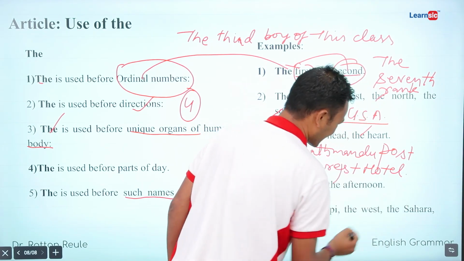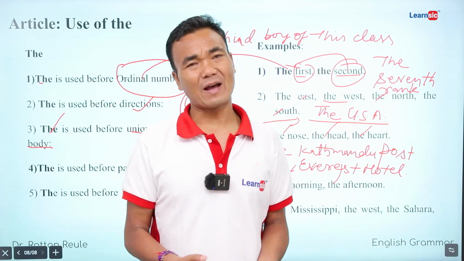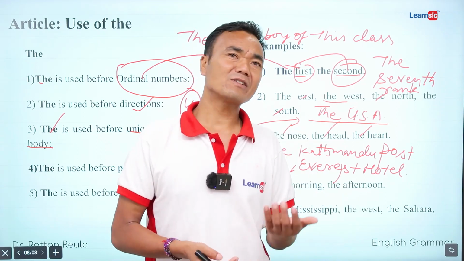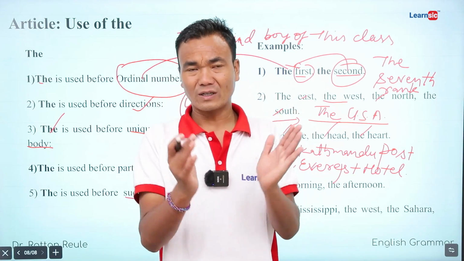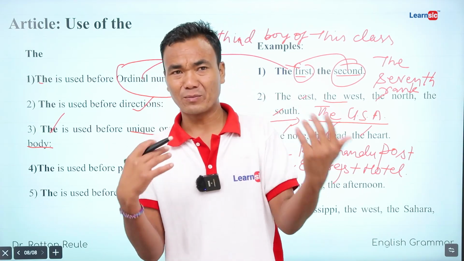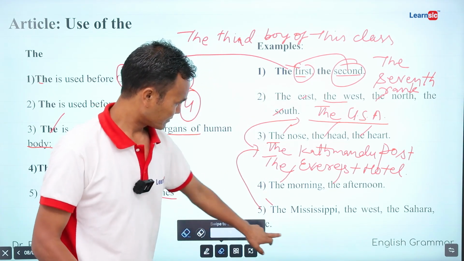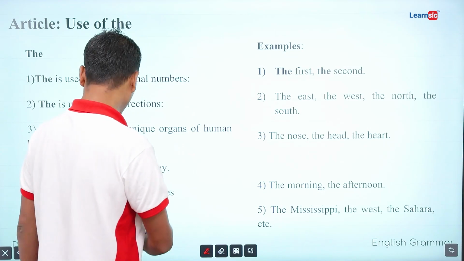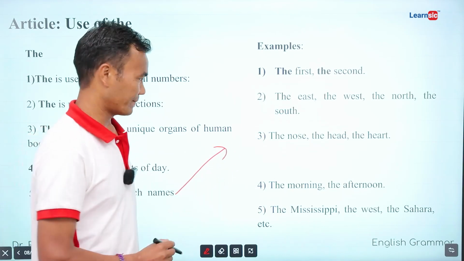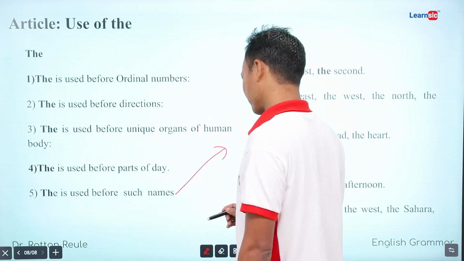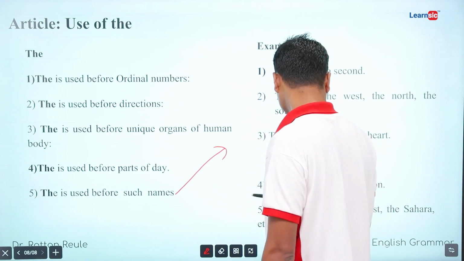So one thing you must understand, the can be used before any titles of people, for the name of an organization, for the name of some resort, hotel, newspaper, the name of a book, and so on. So that is the reason that we are using the before a name. We can use the article before the name. And here I must tell you one thing, okay, these are the names.